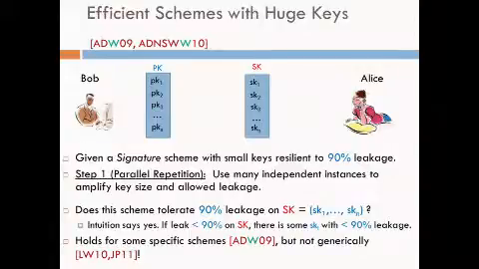And so what we ended up showing is that it actually holds for some specific schemes. And we thought that there should be counterexamples, but we didn't actually know how to do them. And people really like this problem. So recently there have been two works that show counterexamples to this lemma. So they construct a small scheme that's secure against 90% leakage, but if you take many independent copies of the scheme, then you can break it with much less leakage than just multiplying it out.